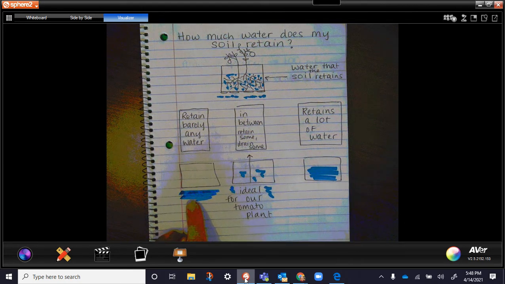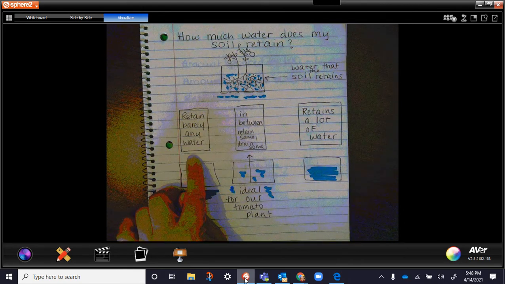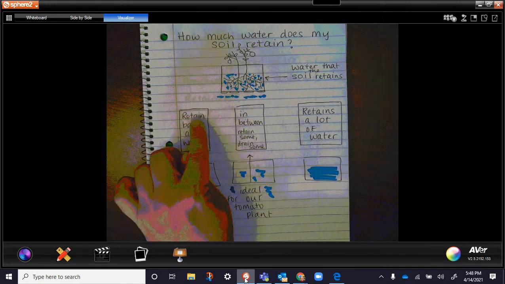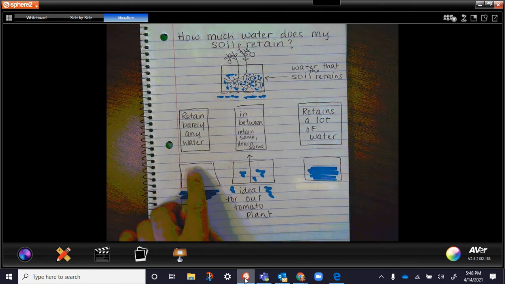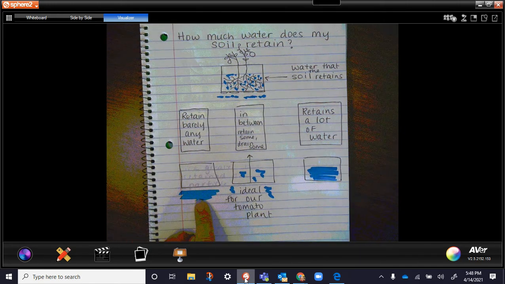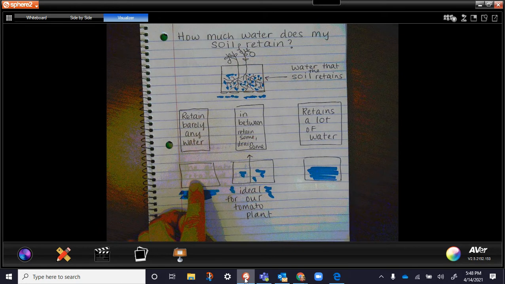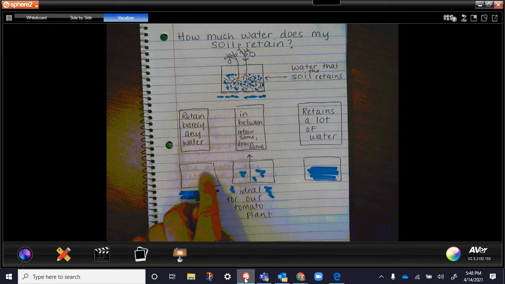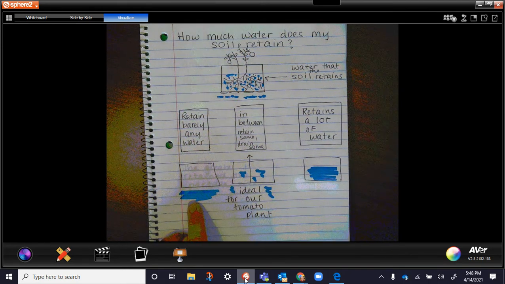Versus the other extreme, where we are not retaining barely any water. The water gets poured in, it's going straight through, and most all of the water is draining out. That's bad because now our roots are going to dry out. Our plant is not getting any water because all the water has quickly drained out. The plant didn't have time to get the water that it needs.